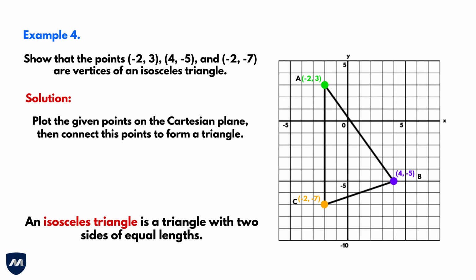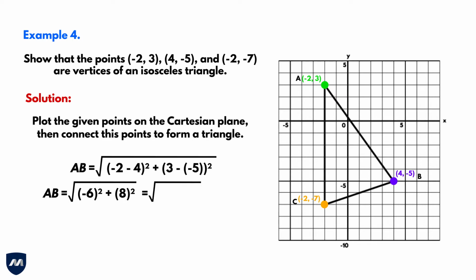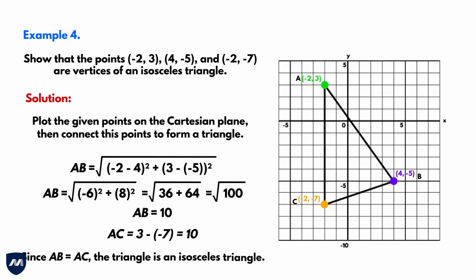So to show that the triangle formed by the three given points is isosceles, we have to show that there are two sides of equal lengths. Use the distance formula to determine the length of each side. AC is equal to 3 minus -7, which is equal to 10. Since AB is equal to AC, the triangle is an isosceles triangle.